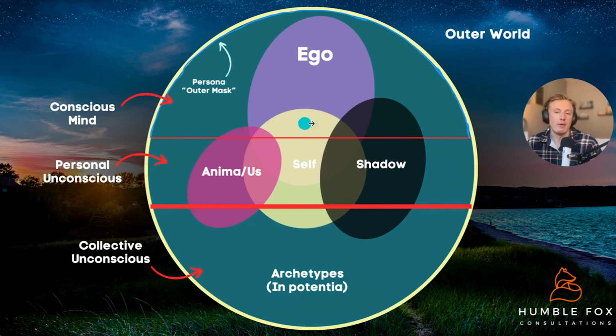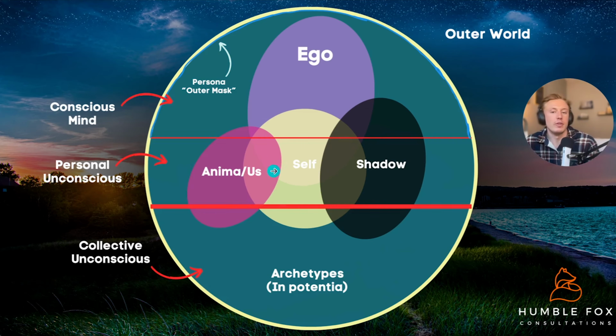On the top level here, each one of these red lines represents a different part of the psyche. The top part is the conscious mind, the part of our mind that we have access to consciously. The second part is the personal unconscious, the part of our mind that our conscious ego does not have access to with our knowing. And then we have the collective unconscious, a deeper part of the psyche that all of humanity has access to, but as you can see, our ego doesn't.